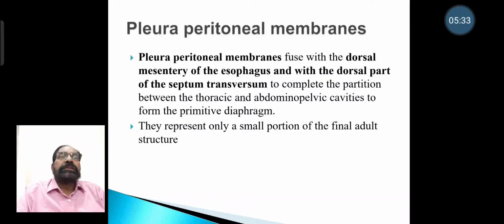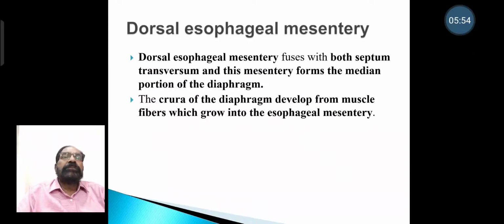Pleuroperitoneal membranes fuse with the dorsal mesentery of the esophagus and with the dorsal part of the septum transversum to complete the partition between the thoracic and abdominal pelvic cavities to form the primitive diaphragm. They represent only a small portion of the final adult structure. Dorsal esophageal mesentery fuses with septum transversum and forms the median portion of the diaphragm. The crura of the diaphragm develop from muscle fibers which grow into the esophageal mesentery.